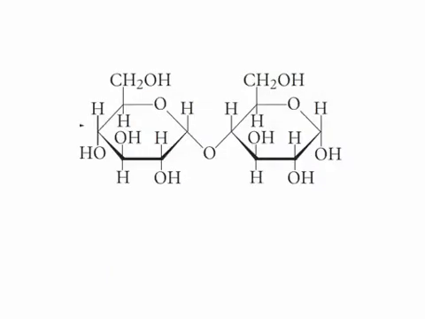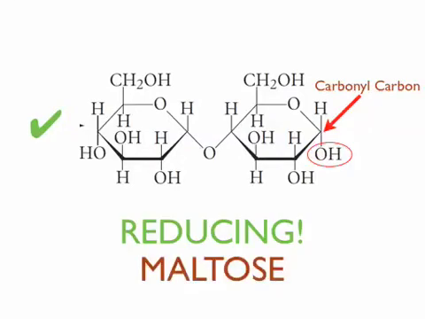Here's another one. Now you won't know what this is by looking at it, but all I'm interested in is this reducing or non-reducing? Well, let's see if there's a free carbonyl carbon. Examining the left side of the structure, I can't see a ringed carbon that's bonded to an oxygen and a hydroxide. But on the right-hand side, I can. There's the hydroxide group, there's the carbonyl carbon, and it's not involved in bonding to a neighbouring molecule. Therefore this, which happens to be maltose, is a reducing sugar. That's an example of a disaccharide that is a reducing sugar.